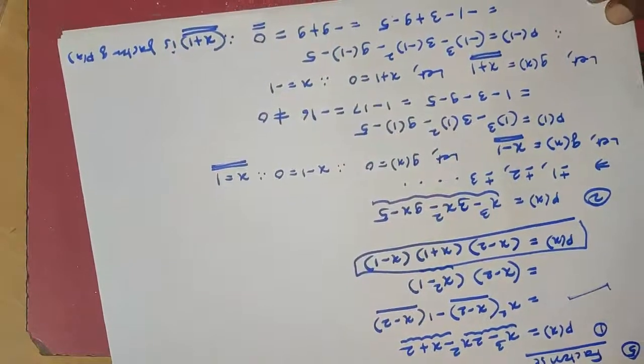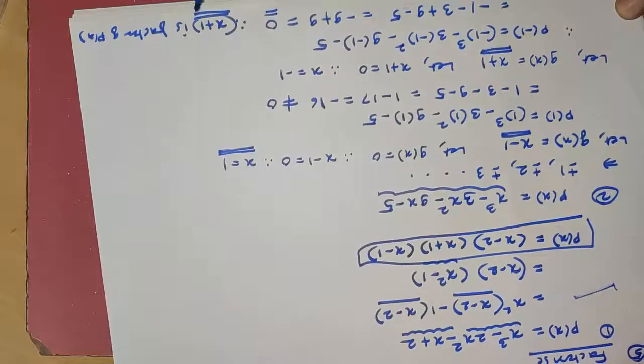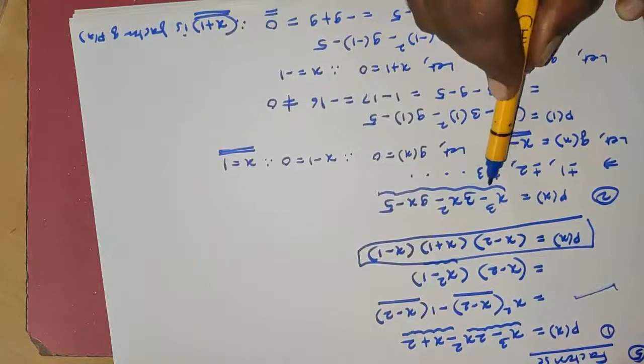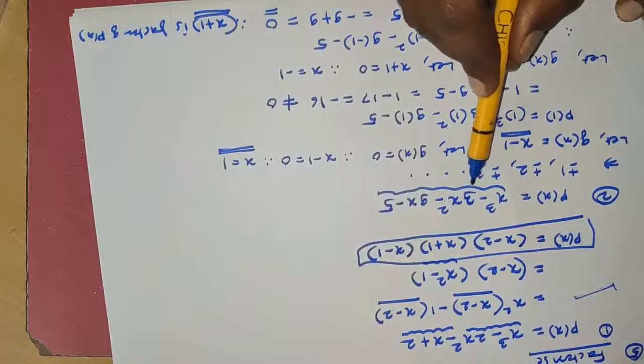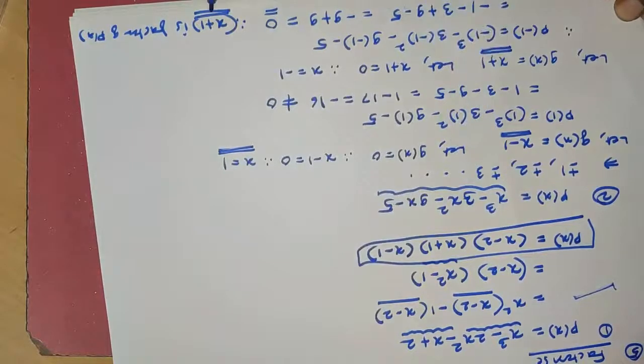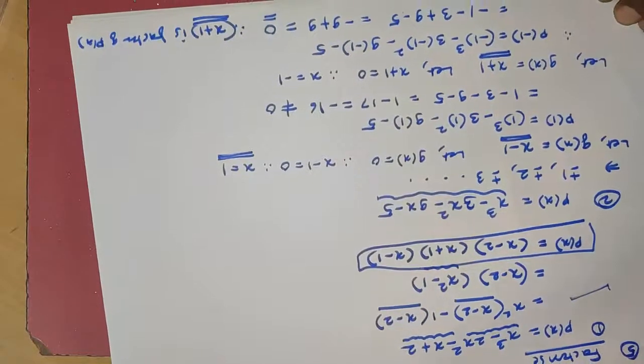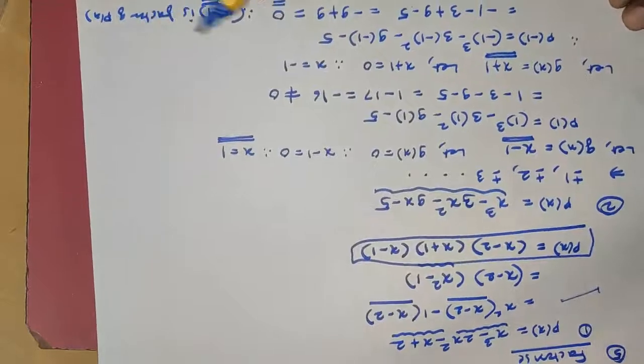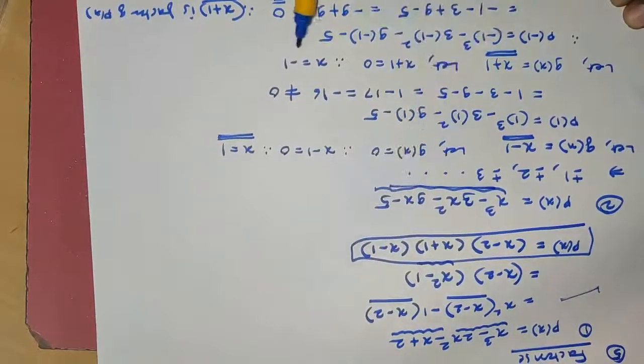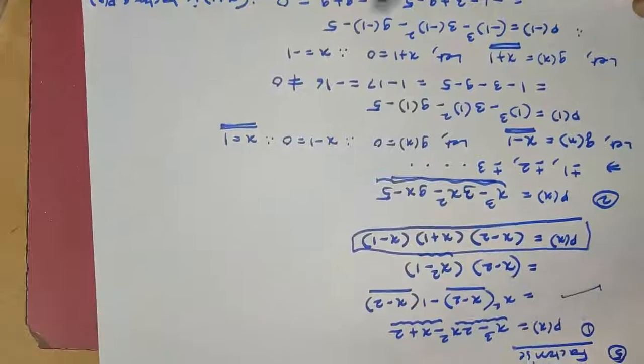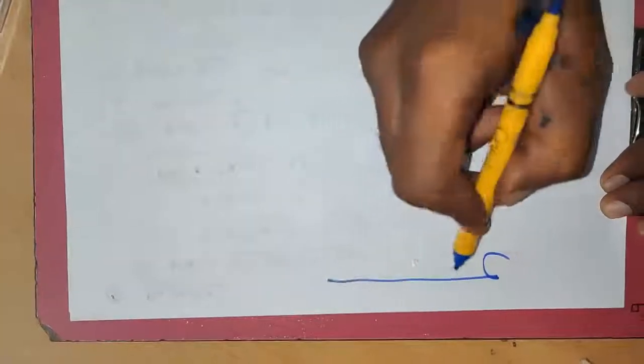Now, this cubic polynomial will have a maximum of 3 factors. Out of that, 1 factor we got. So the remaining 2 factors we can get by dividing this cubic polynomial by this linear polynomial, using the long division method. So we are going to use the long division method here.